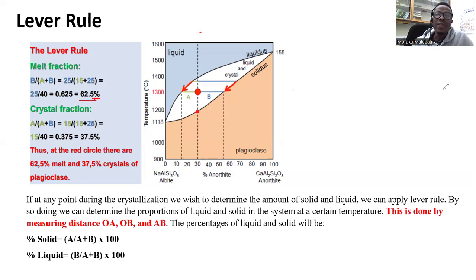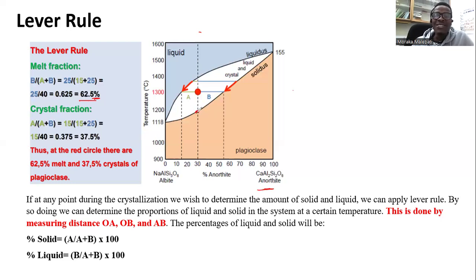What is the composition of the last mineral to form, or the last crystals to form? Remember I said that the composition of the crystals, we read it along the solidus line. So it's exactly here. It will have 30% of the anorthite. That's exactly what we know.